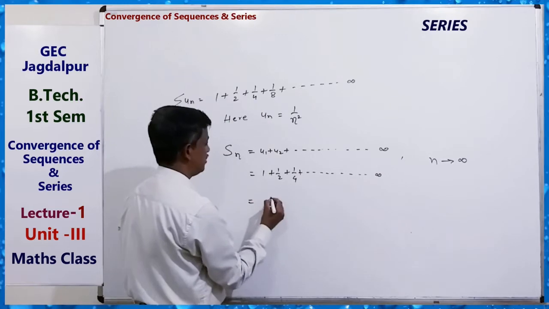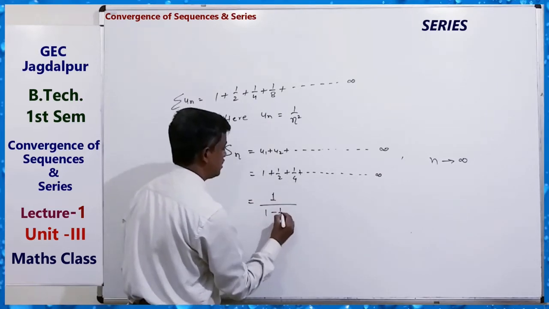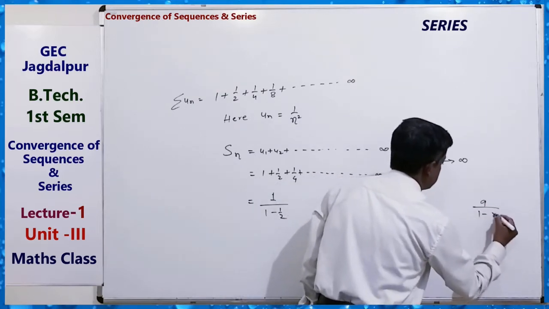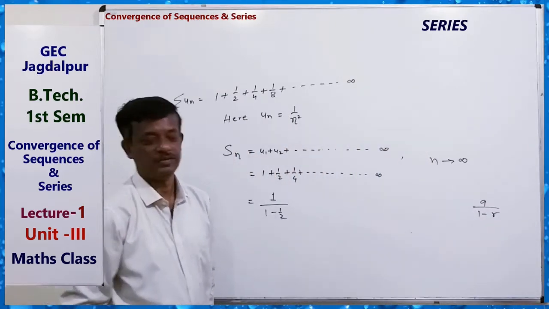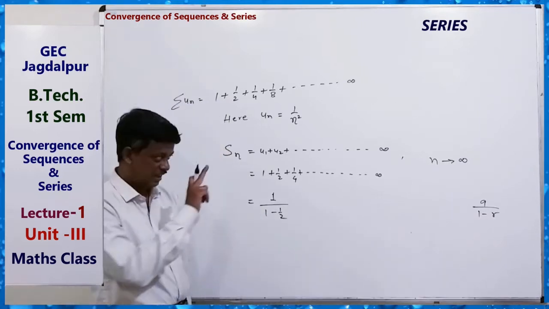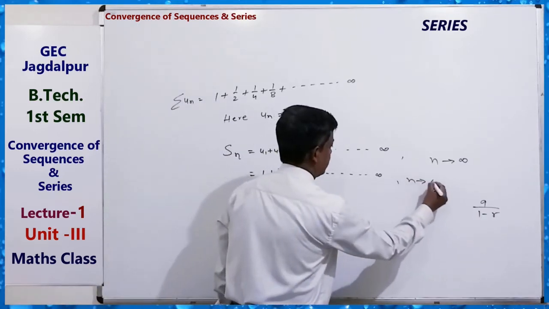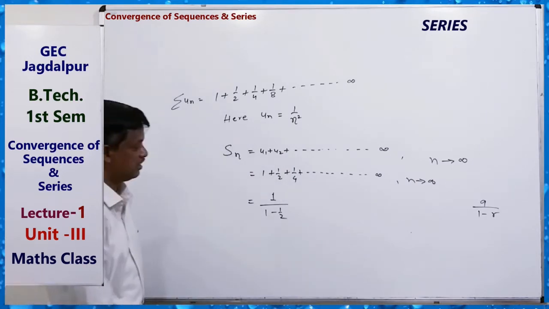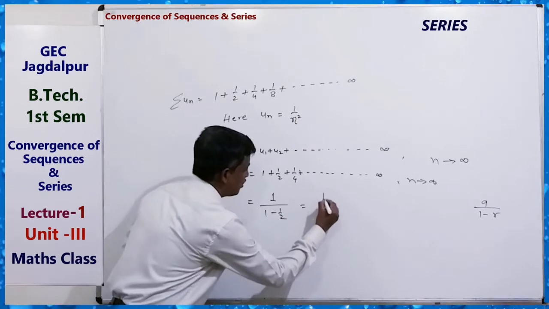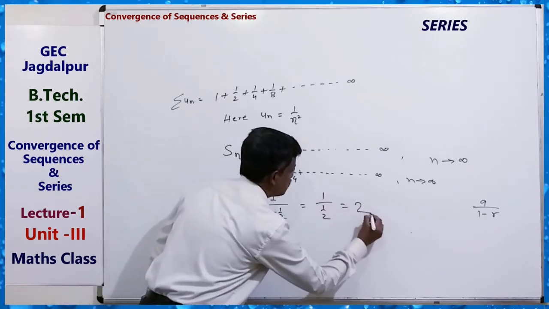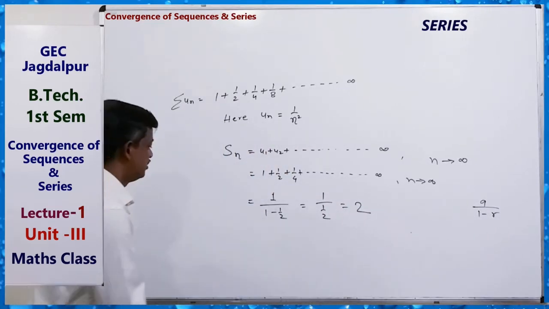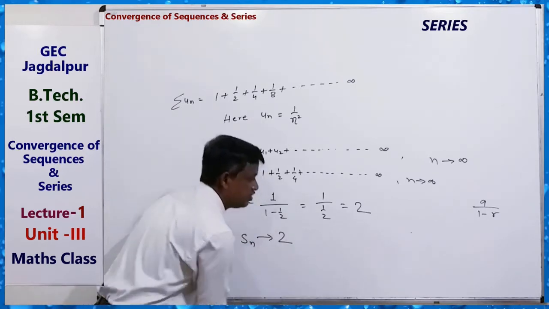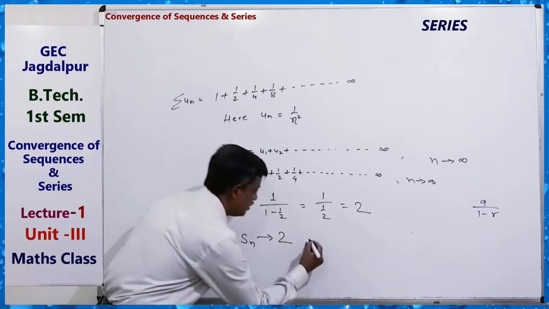Up to infinity, 1 upon 1 minus half, as per the formula a upon 1 minus r for the sum. So if we take it as an infinite series, then its sum can be summarized like this. And this is equal to what? 1 upon 1 by 2, that is 2. This implies Sn tends to 2, as n tends to infinity.